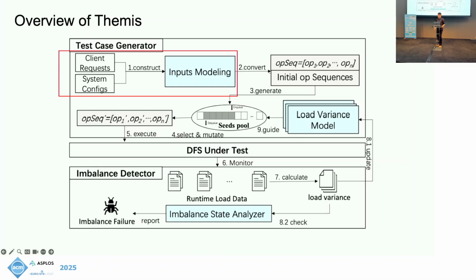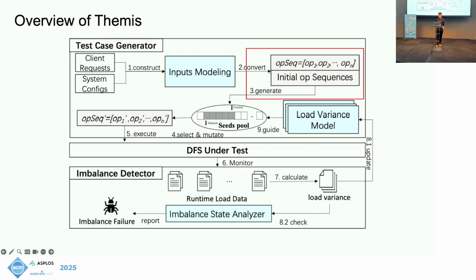First, Themis constructs a test case input model that describes both client requests and system configurations. Based on the model, Themis converts both request and configuration inputs into an operation sequence named OPSEC. From the figure, we can see that OPSEC contains several operations, OP1, OP2, and OPN. Each operation can represent either a workload request or system configuration settings. After that, we generate test cases based on the OPSEC.